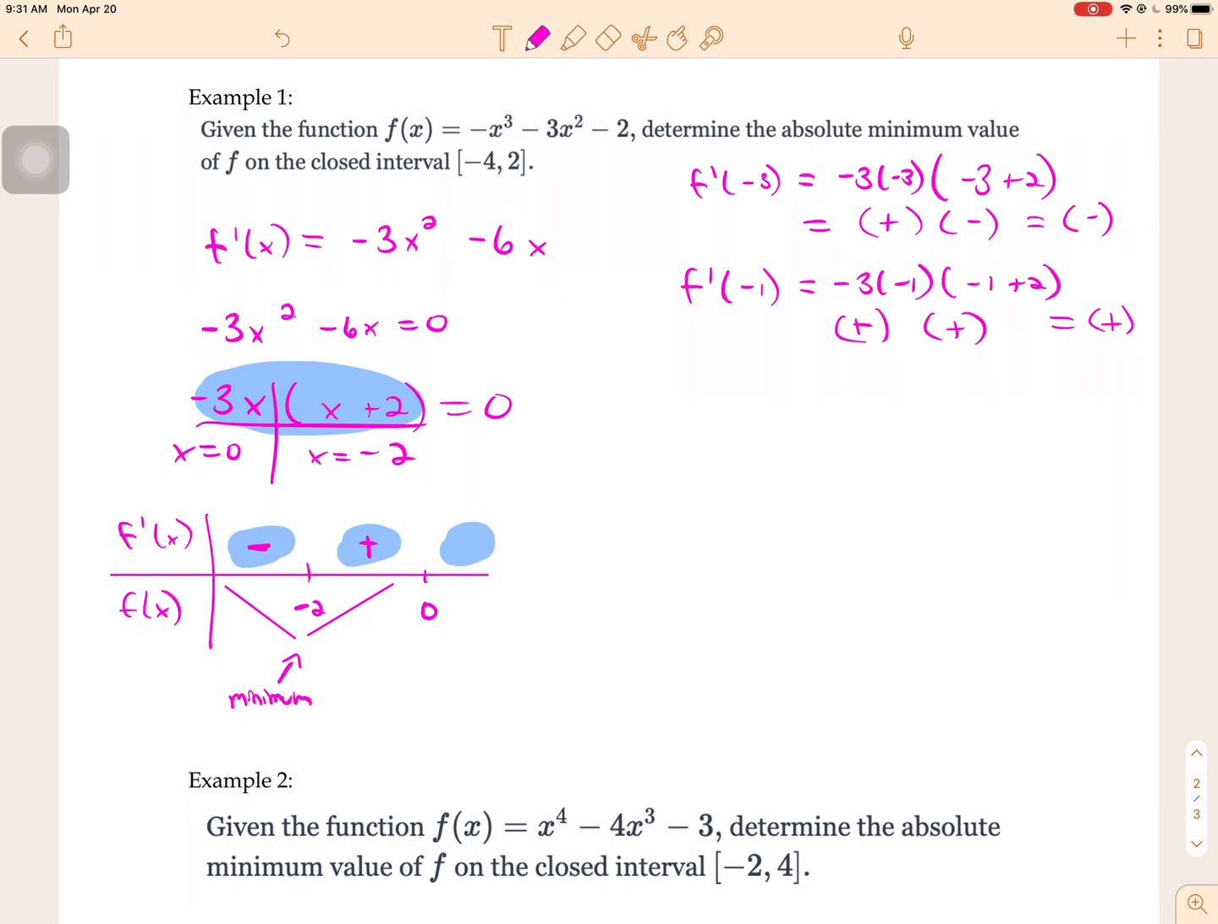Okay? Now, let's check a point to the right of 0. What's a point to the right of 0? Let's pick 1. What's f prime of 1? What's the slope of the tangent line at 1? Is it positive or is it negative?